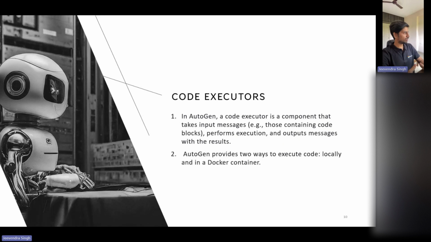One way is to execute code directly on the same host platform where AutoGen is running, right? Your local operating system. It is for development and testing, but it is not really ideal for production, as LLMs can generate arbitrary code. The other way is to execute in a Docker container.